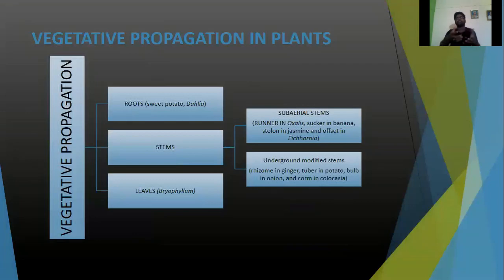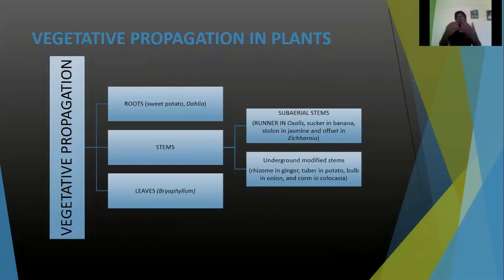But in the case of stem, stem can be of two types: subaerial stem and underground modified stem. What do we mean by subaerial stem and underground stem? Underground modified stems are those types of stems which are under the soil. They are modified forms of stems which reside in the soil. But subaerial stems do not reside in the soil. They reside just below the ground level, or just above the ground level. They are not erect like the main plant. They are simply horizontal.